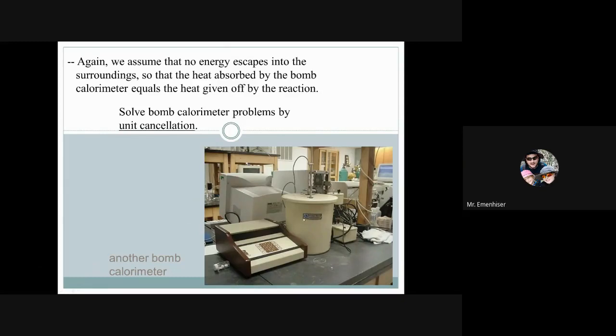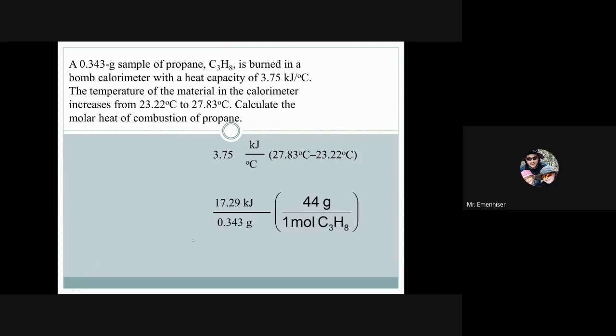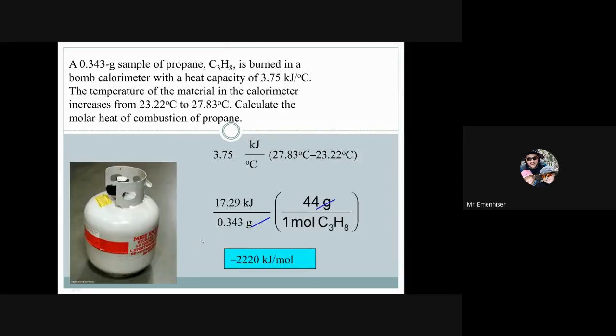Here's a picture of one right here. And then here's an example. Multiply, this is the molar mass here. This is the heat capacity.